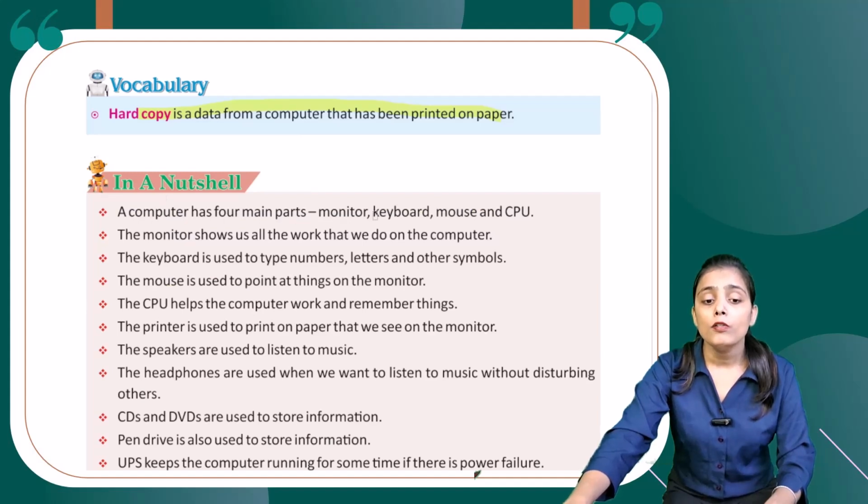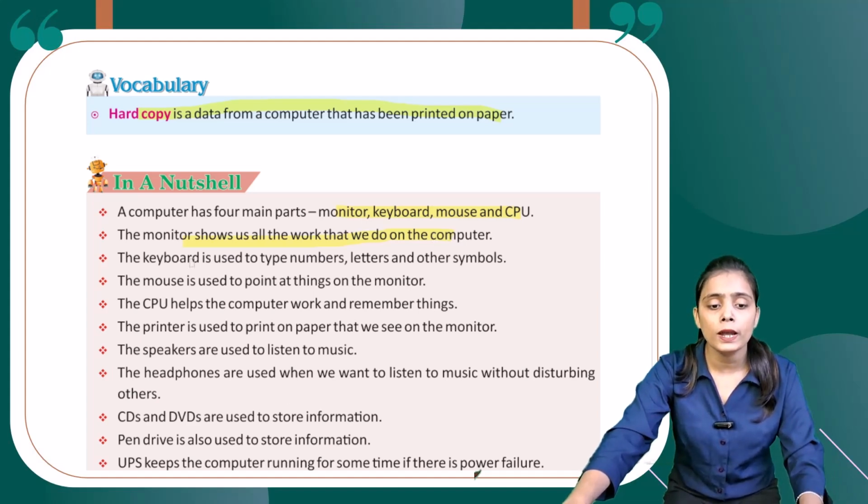A computer has four main parts: monitor, keyboard, mouse, and CPU. The monitor shows us all the work that we do on a कंप्यूटर. जो भी हम वर्क परफॉर्म कर रहे होते हैं कंप्यूटर पे, मॉनिटर से शो करता है. Keyboard is used to type numbers, letters and other symbols. The mouse is used to point at things on the monitor.